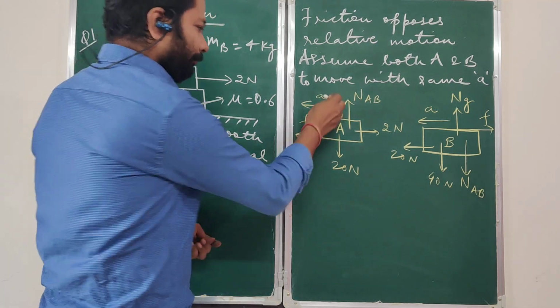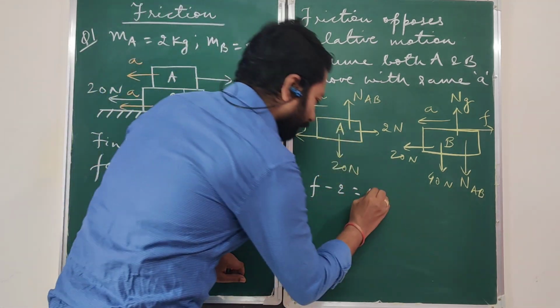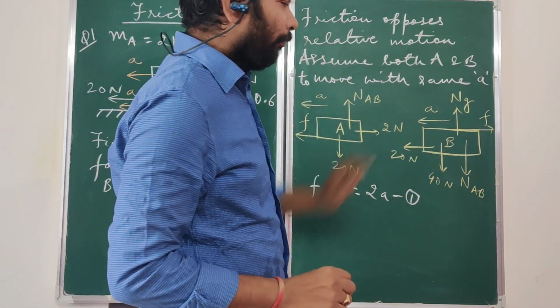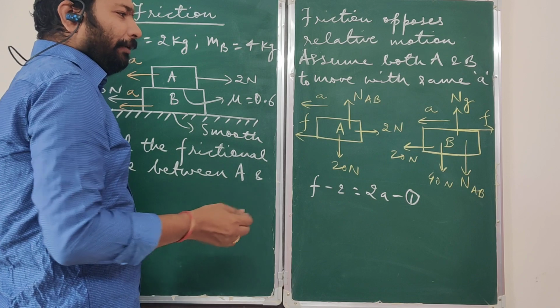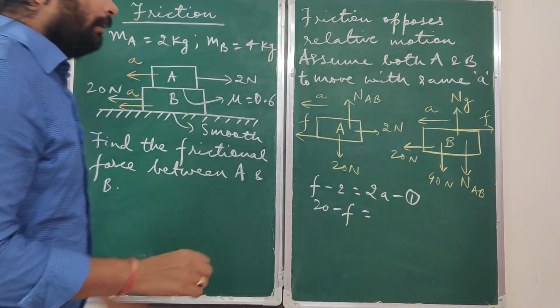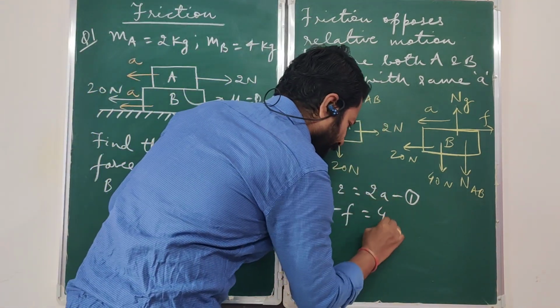So now if we want to write the equations of motion, what can we write here? We can write F minus 2 is equal to 2 into A. That is for the first block, that is block A. For block B, what can we write? 20 minus F is equal to 4 into A.